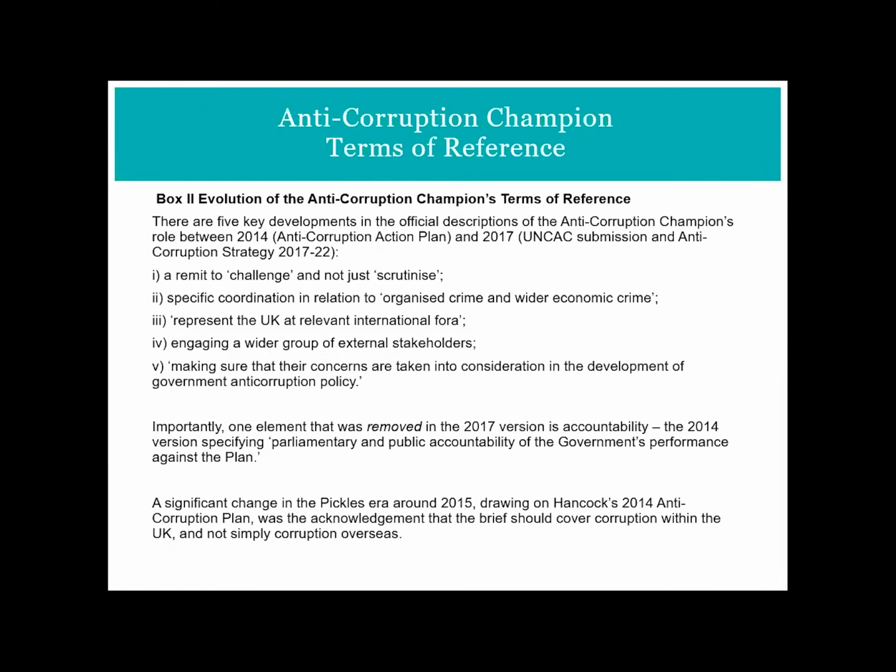Here's something on the evolution of the terms of reference. There are two substantive places you can see the terms of reference. The first is the anti-corruption plan of 2014, which for the first time laid out some terms of reference. And the second, in 2017, there are two places in which there are terms of reference for the champion: the UK's submission to UNCAC, the UNCAC peer review process, and the anti-corruption strategy.